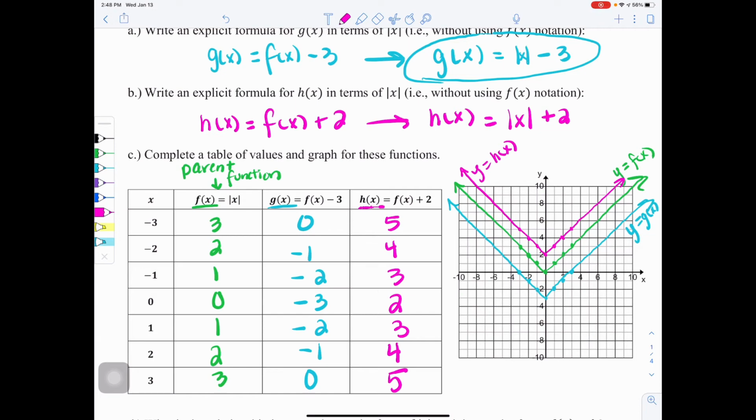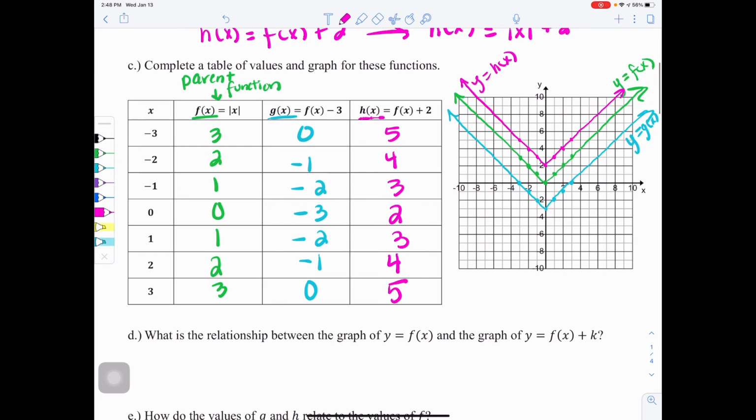So up next, what is the relationship between the graph of y equals f of x and the graph of y equals f of x plus k? So that's referring to the change between green, in my picture, the parent function, and then pink would be h of x, where we added a number on the end. So what happens when we went from green to pink? Well, if I look at my picture, the green function has translated up vertically.